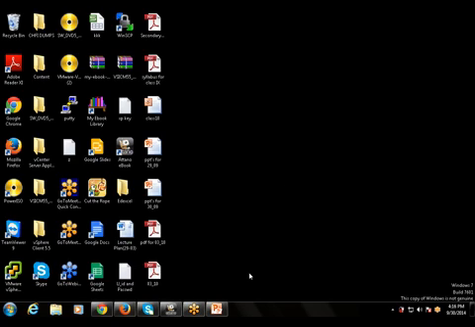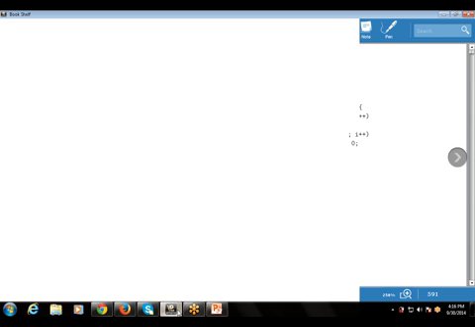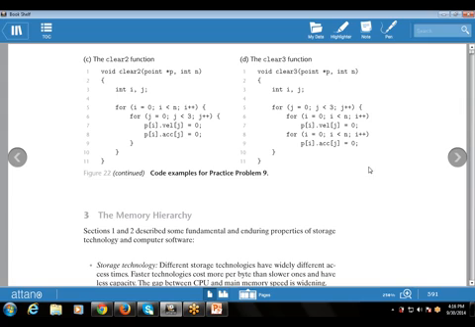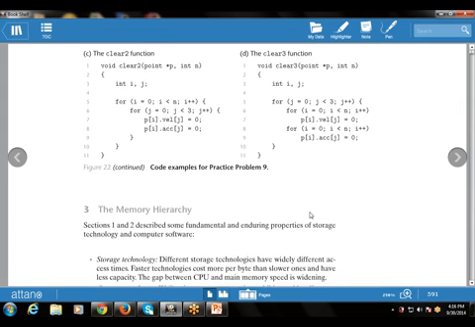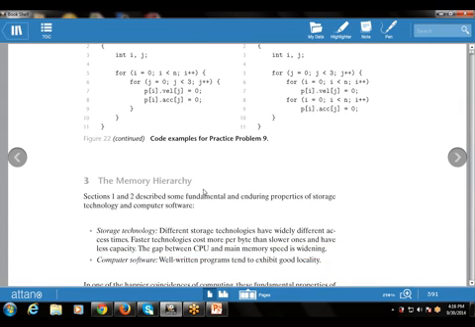In the last class we studied about the cache memory, what cache memory is, what the impact of cache memory is, and what the locality of reference is. In today's class I will discuss the memory hierarchy, that is how different memories are organized one after another. That is the memory hierarchy.